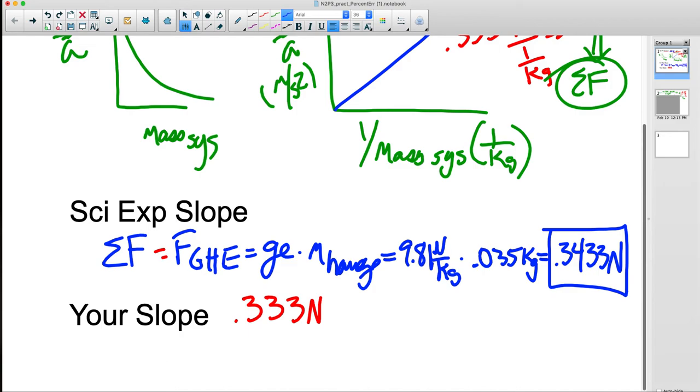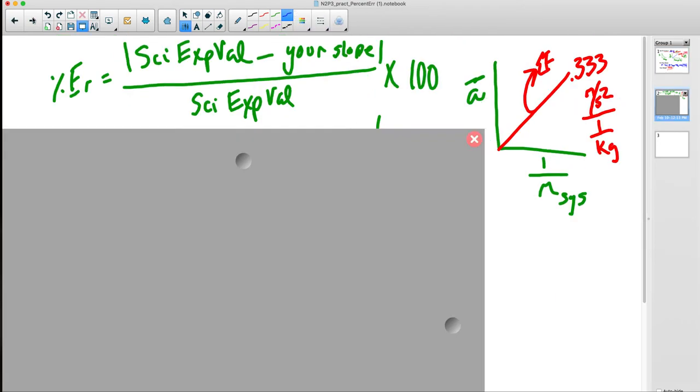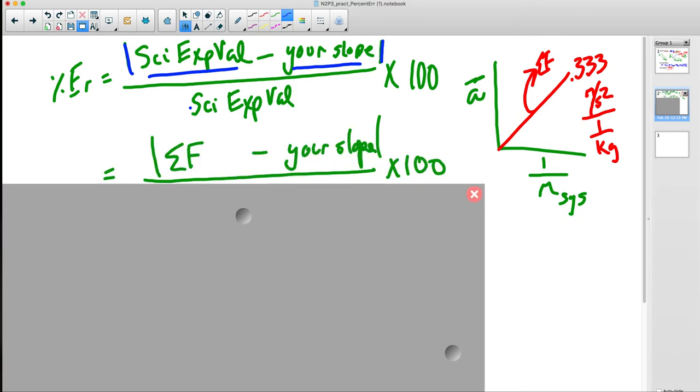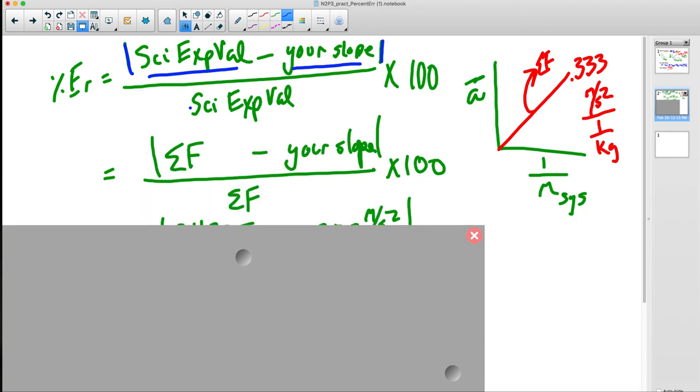The actual slope that you had, which I have in red here, and then the scientifically expected value in the blue box. Let's take a look. For all percent errors, you have to do the scientifically expected value minus your slope, take the absolute value of that difference, divide by the scientifically expected value, and multiply by 100. Just as we talked about on the other sheet, in this experiment the scientifically expected value is the net force, and you're comparing that to the actual slope you got, dividing by the actual net force, the scientifically expected value, times 100.